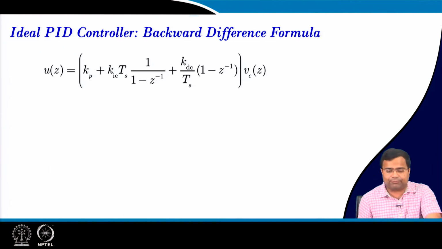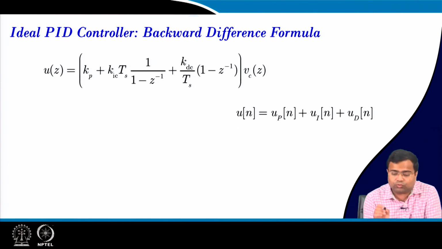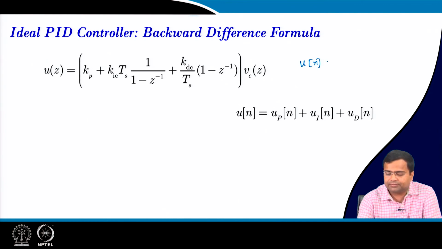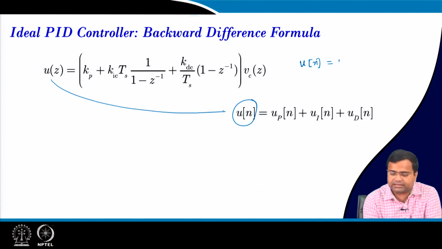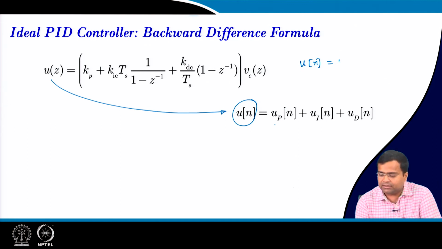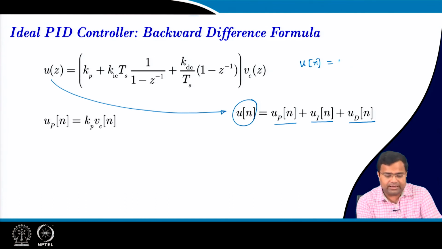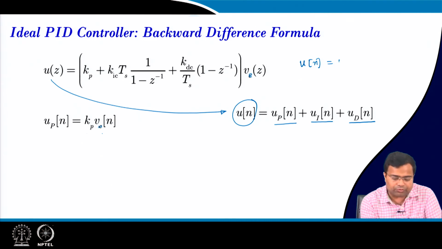Then if you write this full form, we can separate two things. That means, if you take the inverse Laplace, u of n, it is written here, which is the inverse Laplace of this. As it is a PID controller, it has three components: the component due to the proportional action, the component due to the integral action, and the component due to the derivative action. What is u_p of n? It will be simply Kp into the error e(n). That means there is an error signal which is common.